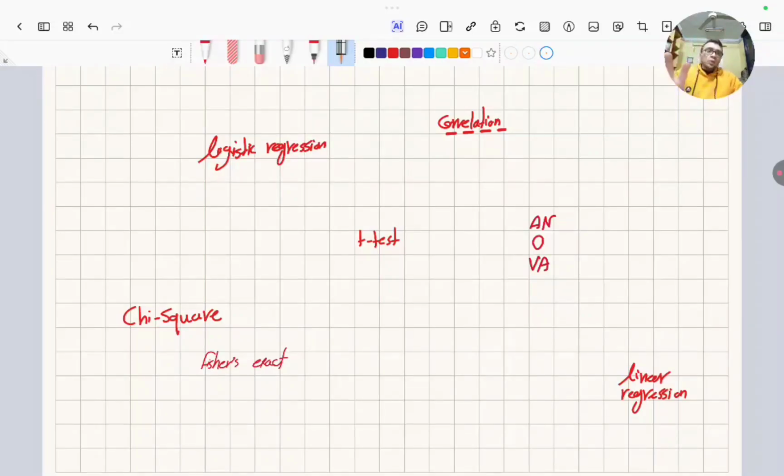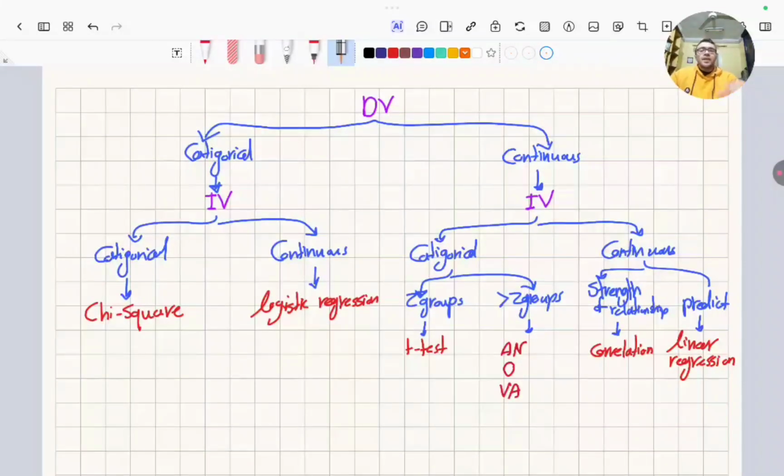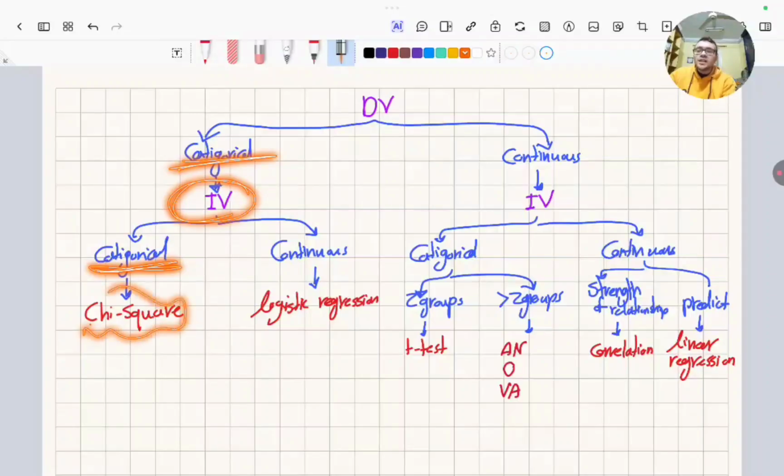And if you identify the dependent and the independent and the type of each one, you should use the test easily by memorizing this diagram. You should first identify the dependent variable, and if it's categorical, you should identify the independent variable, and if it's categorical also, you should use chi-square test. Cat, chi. I memorized it like that.